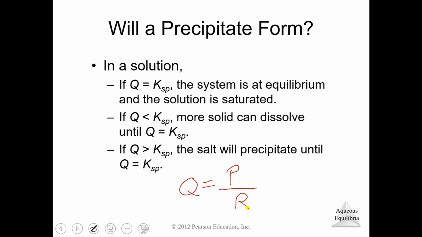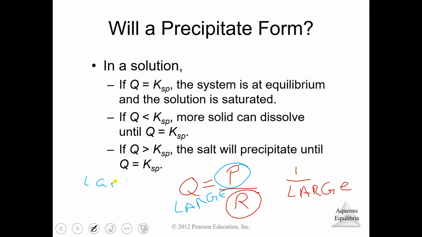If you just think about this mathematically, if Q is very small, that means this number is very large, because 1 over a large number is a small value, a decimal. If this is very large, that means Q is going to be large, because a large number over 1 makes Q large. So keep that in mind mathematically.